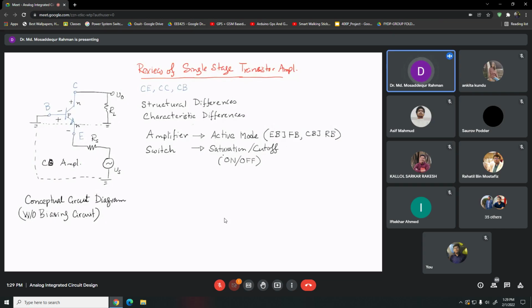And what are the situations in saturation and cutoff modes? Both forward biased, and both reverse biased. Right, in saturation both junctions are forward biased, and in cutoff both junctions are reverse biased. Okay, so now we know that we need to forward bias the emitter base junction and reverse bias the collector base junction. Now how do we do that?